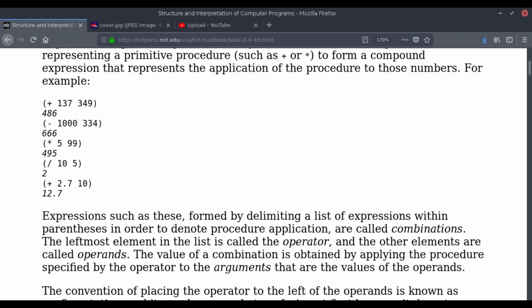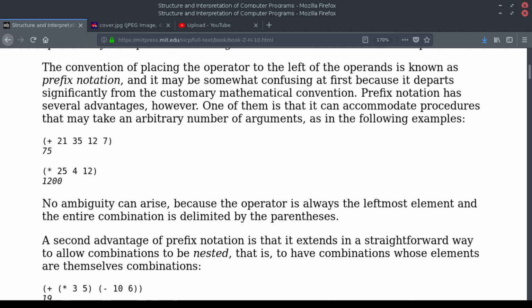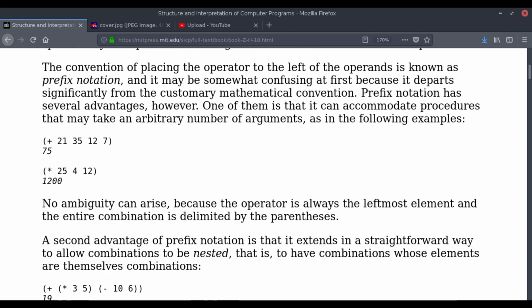Expressions such as these, formed by delimiting a list of expressions within parentheses, in order to denote procedure application, are called combinations. The leftmost element in the list is called the operator, and the other elements are called operands. The value of a combination is obtained by applying the procedure specified by the operator to the arguments that are the values of the operands. The convention of placing the operator to the left of the operands is known as prefix notation, and it may be somewhat confusing at first, because it departs significantly from the customary mathematical convention.